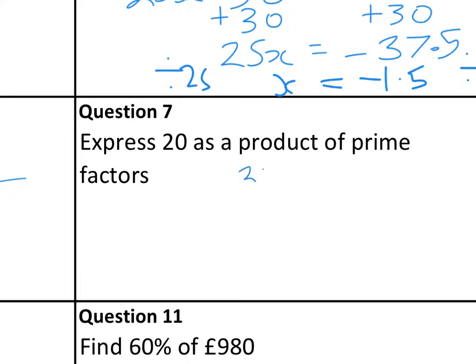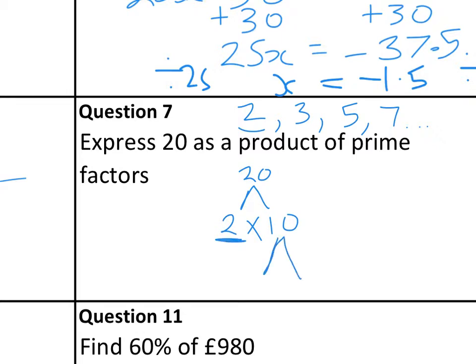Okay, 20 as a product of prime factors. This is when you do what's called a factor tree. So I'm going to do 20. And my prime numbers, just to remind myself, 2, 3, 5, 7. That should be enough for now. And I'm going to find the first of those prime numbers that goes into 20. Well, 2 goes into 20. 2 times 10. This is now prime, so I stop there.